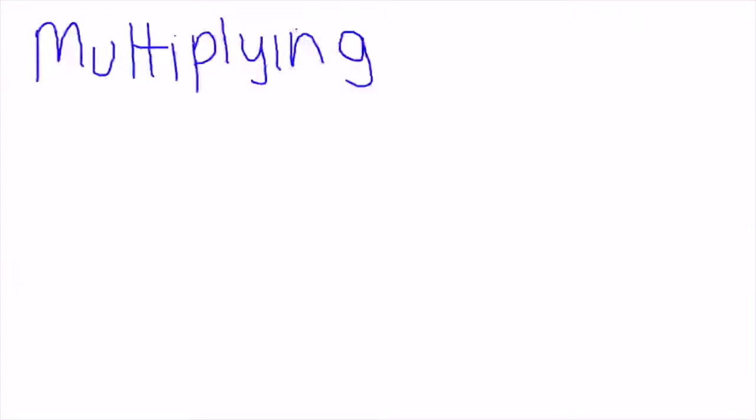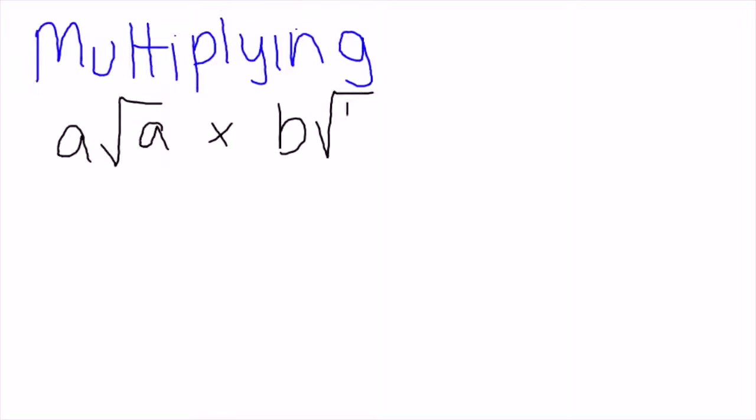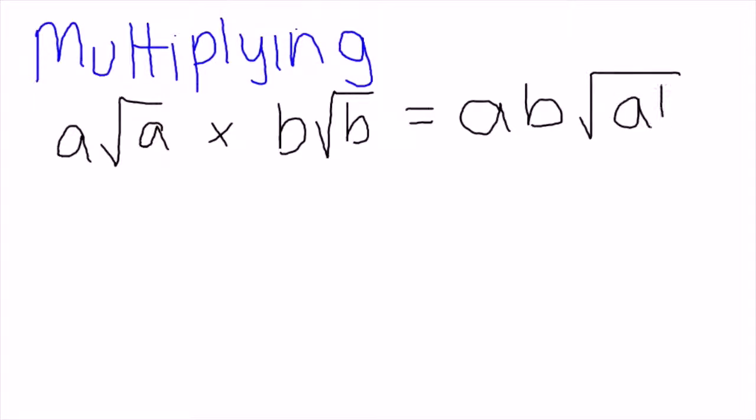Now let's move on to multiplying surds. You must know that when multiplying surds, it does not depend on having like terms. So you can multiply the rational parts, but you can also multiply the irrational parts. For example, if you are given the expression a root a times b root b, it is equal to ab root ab. As you can see, you have multiplied the rational parts, which are a, b, but you have also multiplied the irrational parts, which are a, b, giving you the final answer of ab root ab.